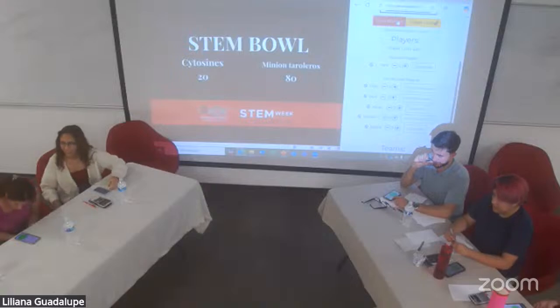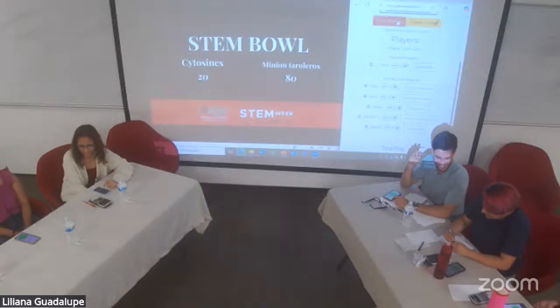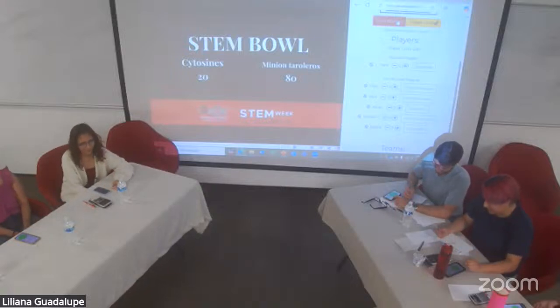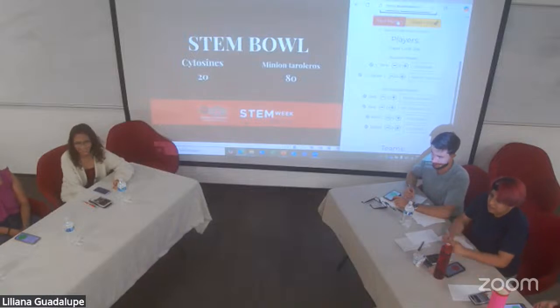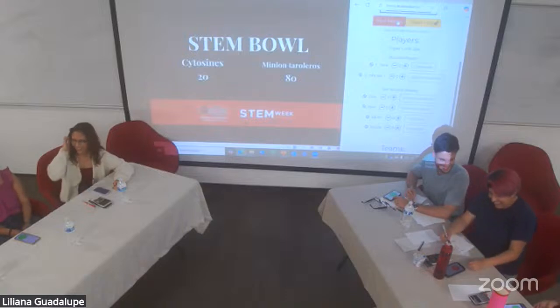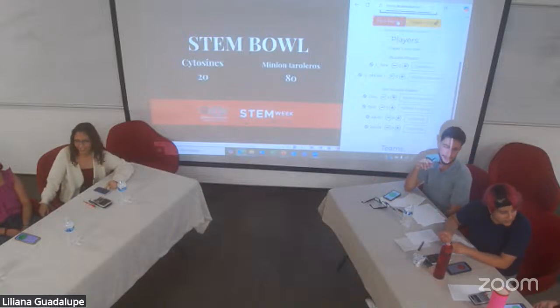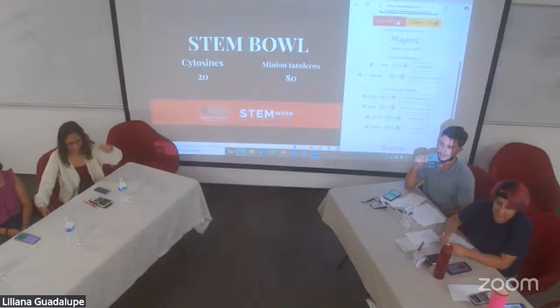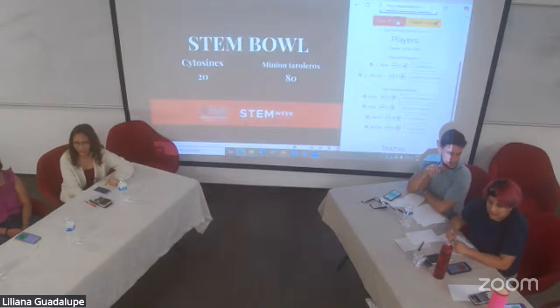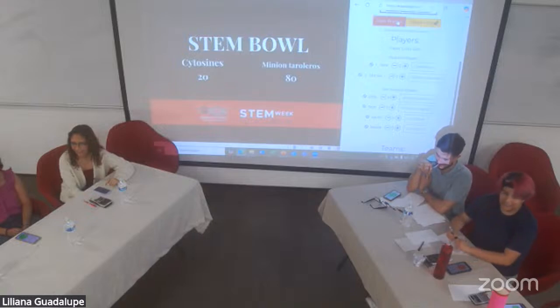One in three chance. Letter B? B is also incorrect. So we give a chance to the audience. Which of the following is true of beta particles? D, they can be electrons or positrons. That is correct.